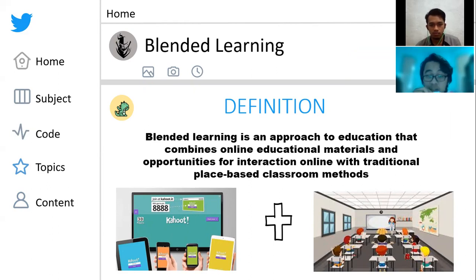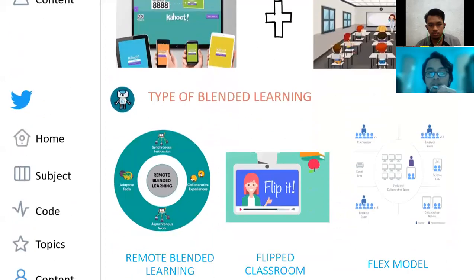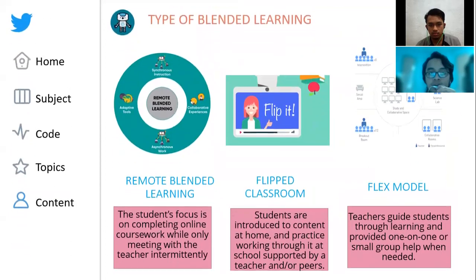First, the definition: blended learning is an approach to education that combines online educational materials and opportunities for interaction online with traditional place-based classroom methods. In short, blended learning is a combination of online educational materials with the traditional educational classroom. There are several types of blended learning.